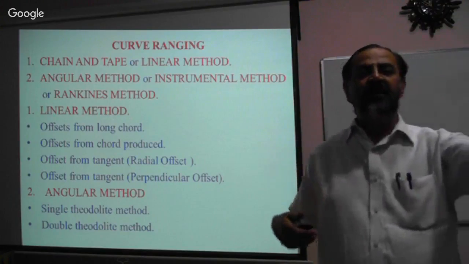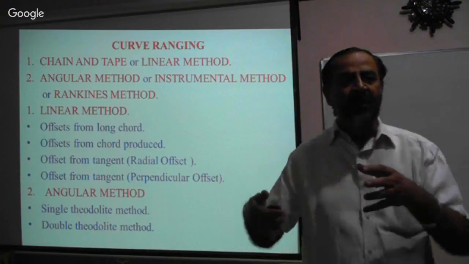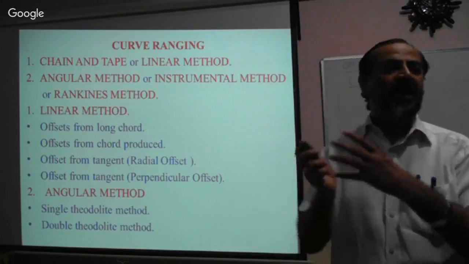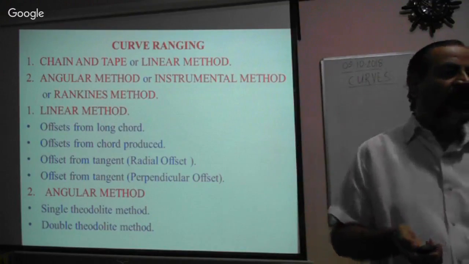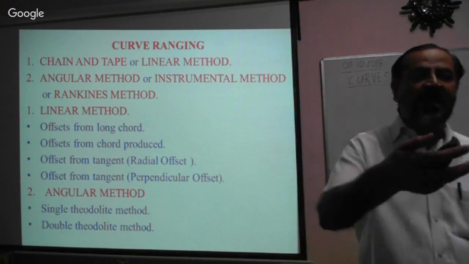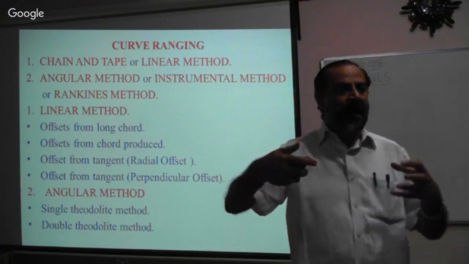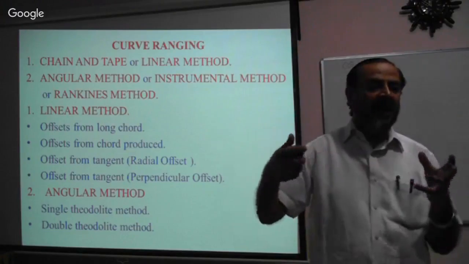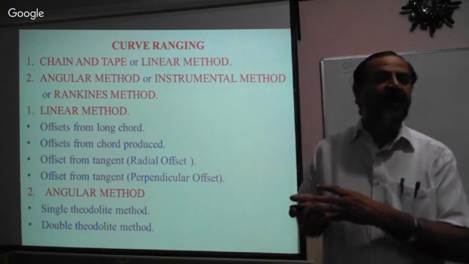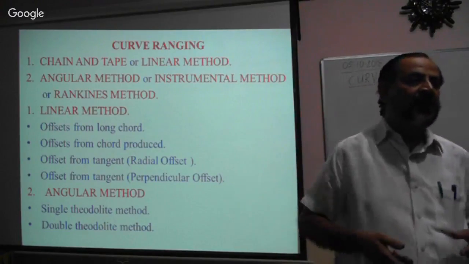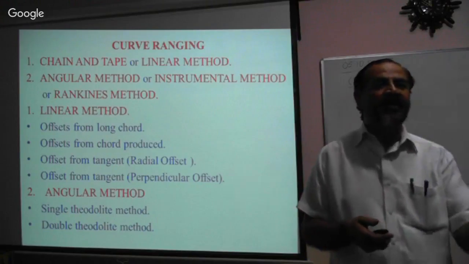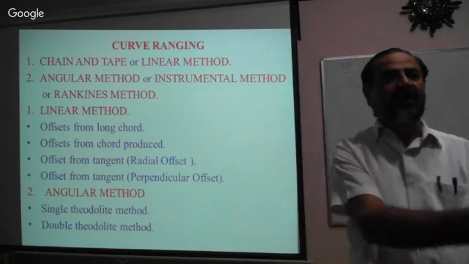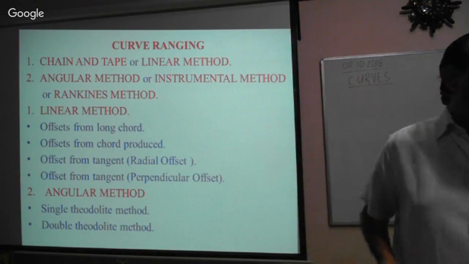First you go to the field, calculate the data, then process it, and calculate all the data. Then again transfer the curve to the field, from paper to the field. First we collect the raw data, process it in the computer, calculate the length and everything, then transfer the curve to the field. This is called curve ranging.